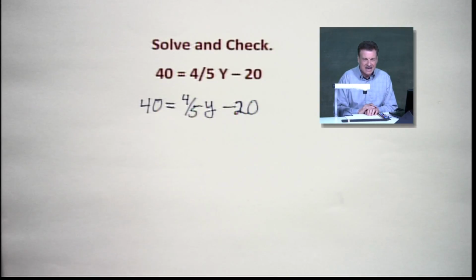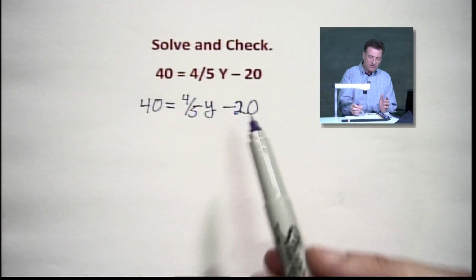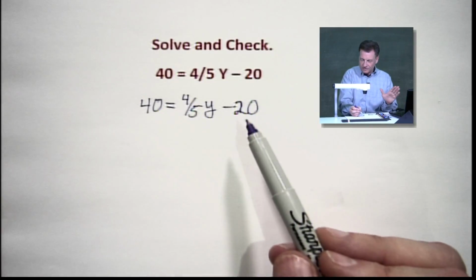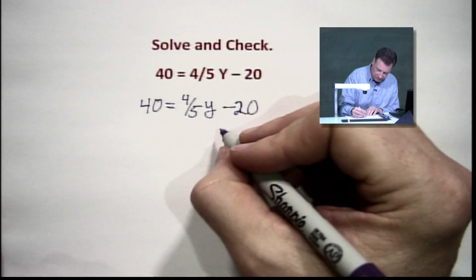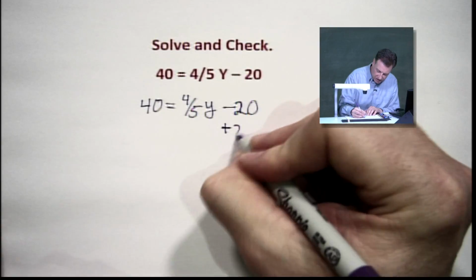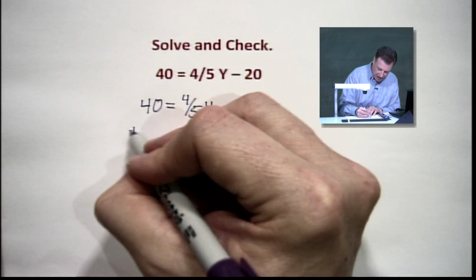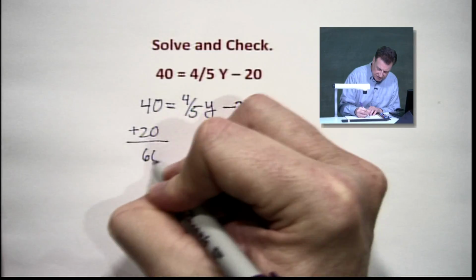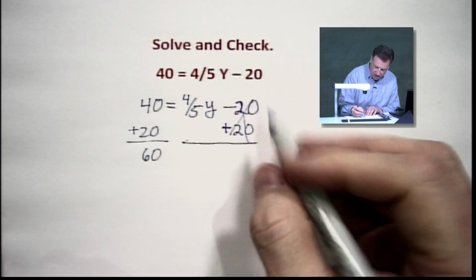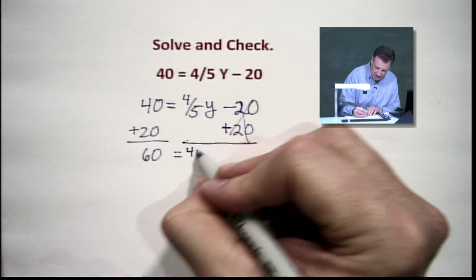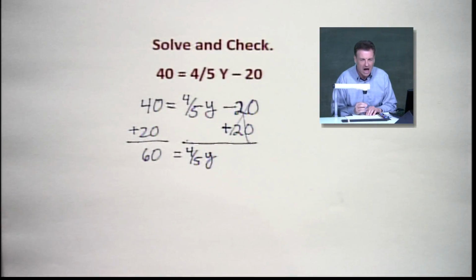So let's see how this is going to work. First things first, it's the same story. You've got a minus 20 that needs to move. You've got a 4/5 that's got to go somewhere. So let's see how we're going to deal with these. We're going to add 20. That's the first thing we're going to do. We're going to add 20 here. That's going to give us a value of 60. And of course, the whole point of using them was to make them go away. They're gone. So now we have 60 is equal to 4/5 times y, or 4/5 of y, we like to say that, all right? Now, how do we get rid of this 4/5?